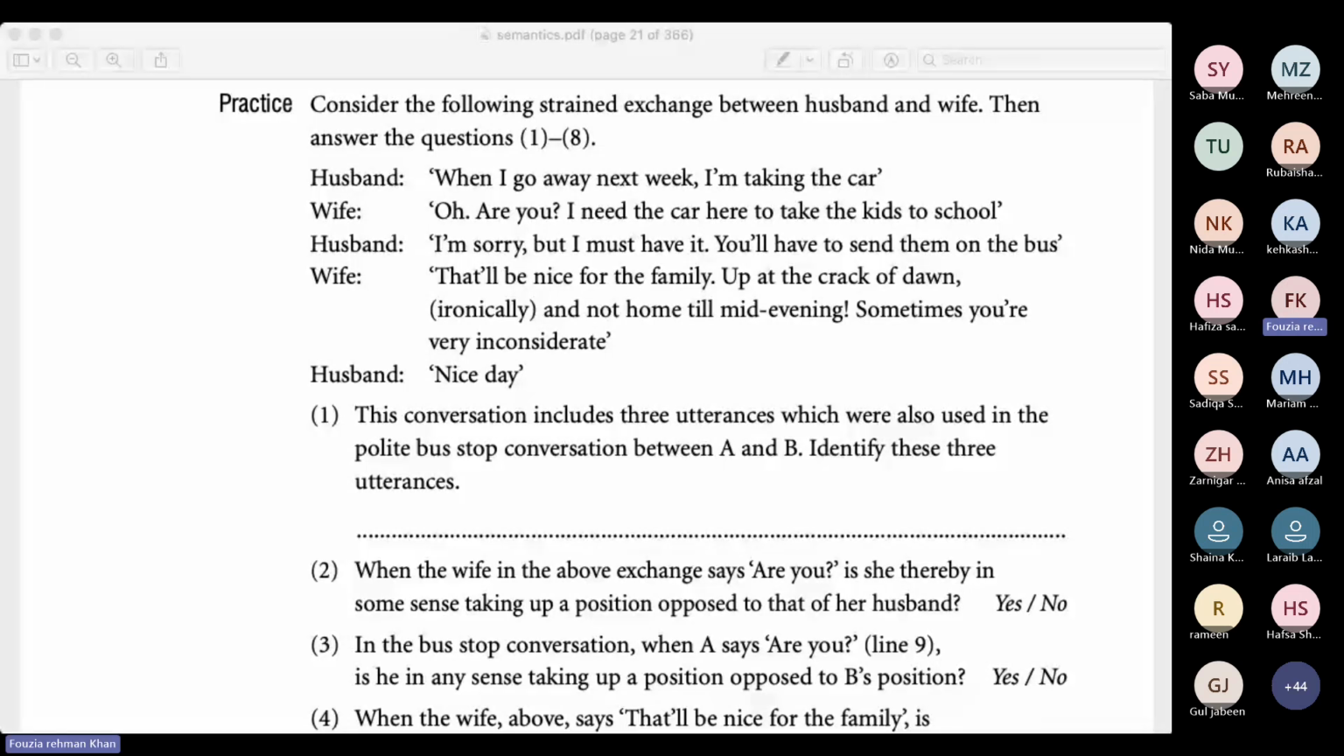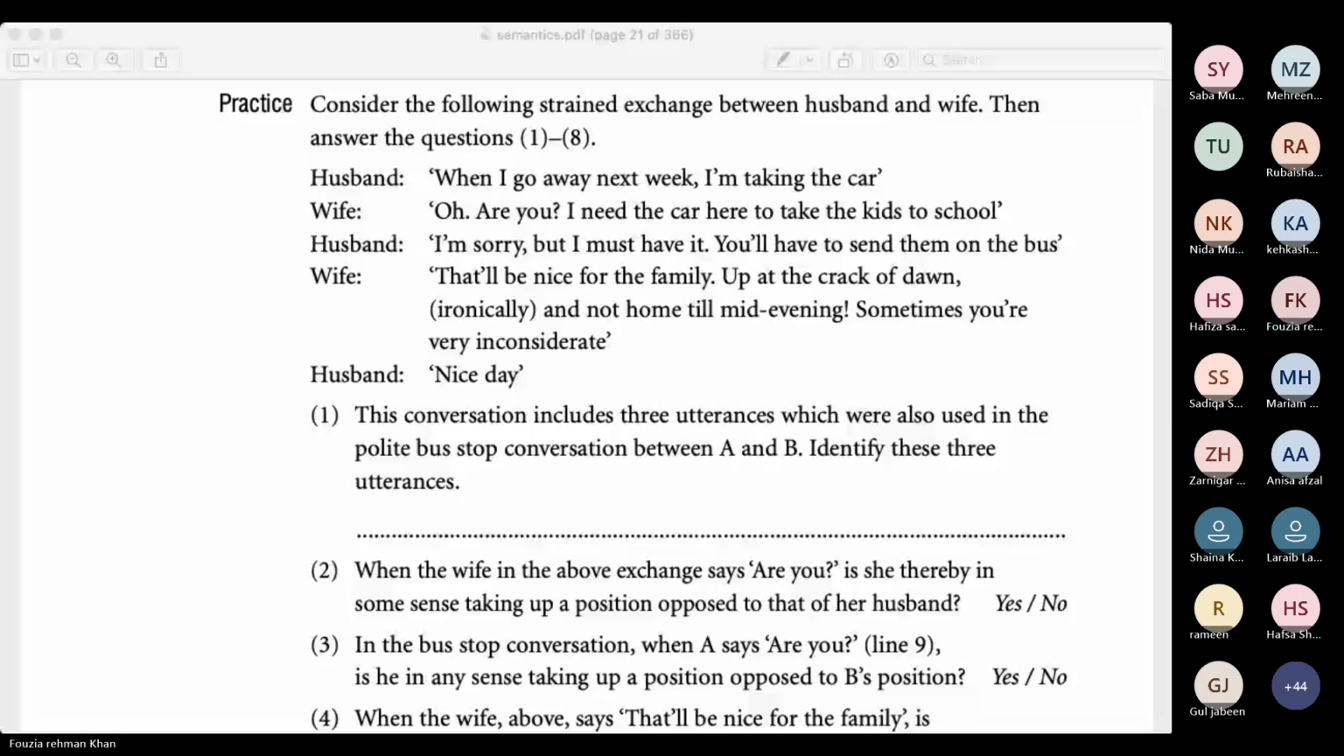Okay, then the third one, both of them say "nice day." That's a goodbye gesture in the first conversation, but here the husband wants to end the conversation. He does not want to discuss it anymore. He's angry and he's taking the car just to give a tougher time to the wife. Okay.